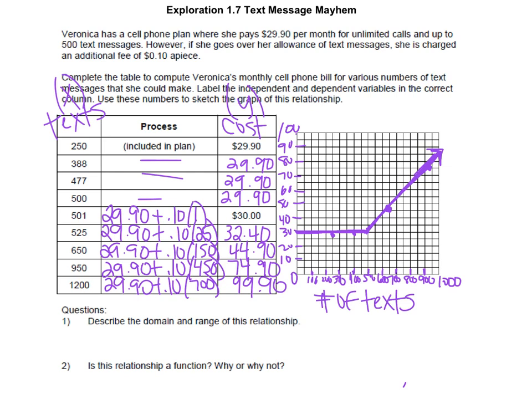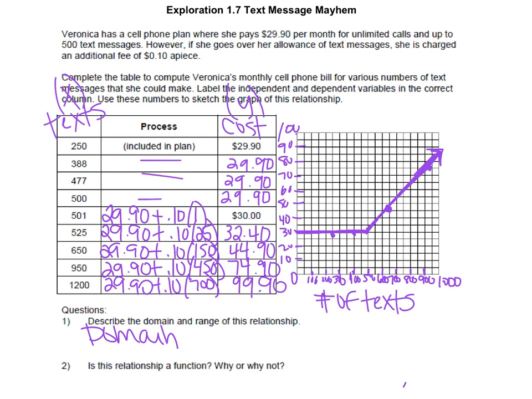So basically what happens is we have two separate graphs going on here. We have this horizontal line, and then we have this linear line that's a diagonal, okay? So let's talk about the domain and range of this relationship. Remember, domain is all of the x's. So what is my least x value? Remember, x is the number of texts. So what's the least amount of texts that Veronica could send?